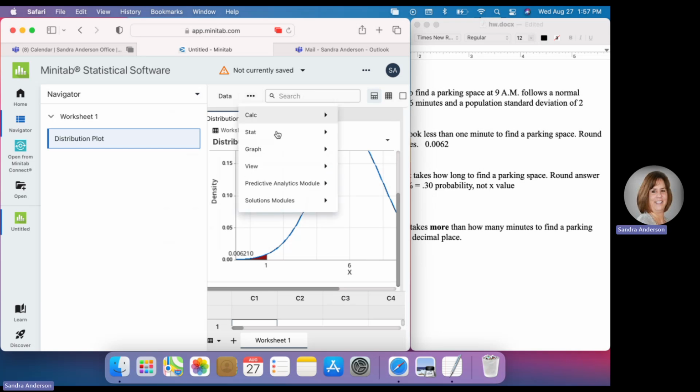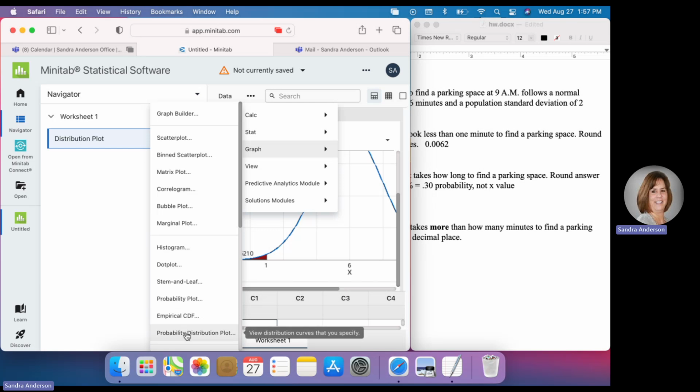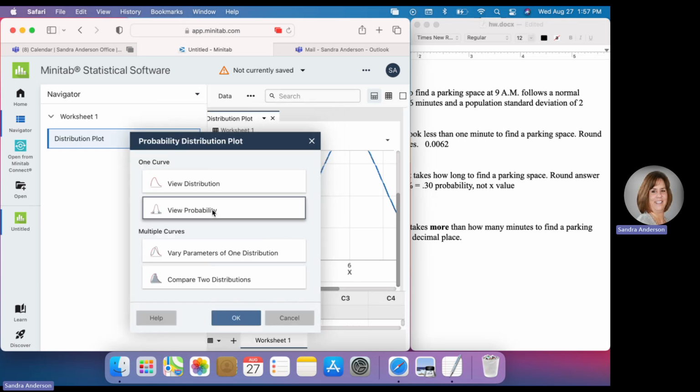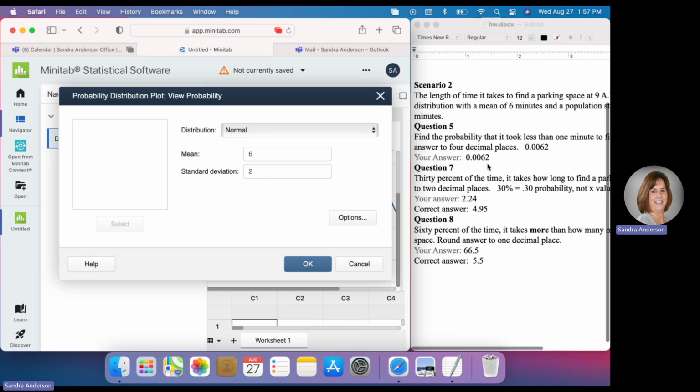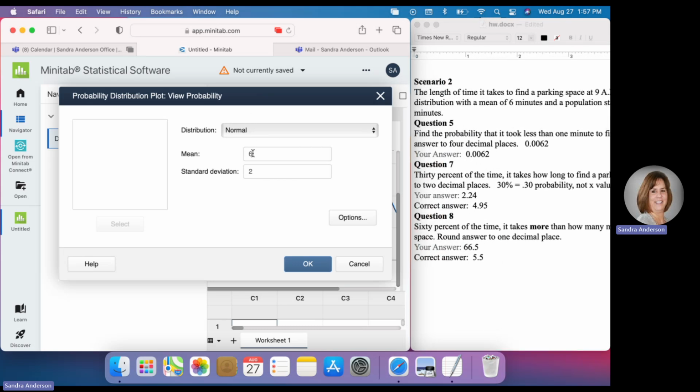I can get it to work here. Graph, probability distribution plot, view probability again. So none of that changes, and neither do our scenarios. 6 minutes is our mean, standard deviation of 2 minutes.